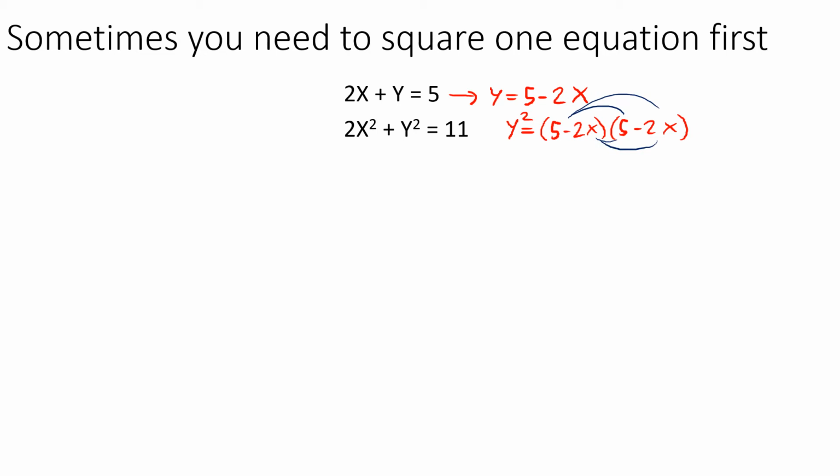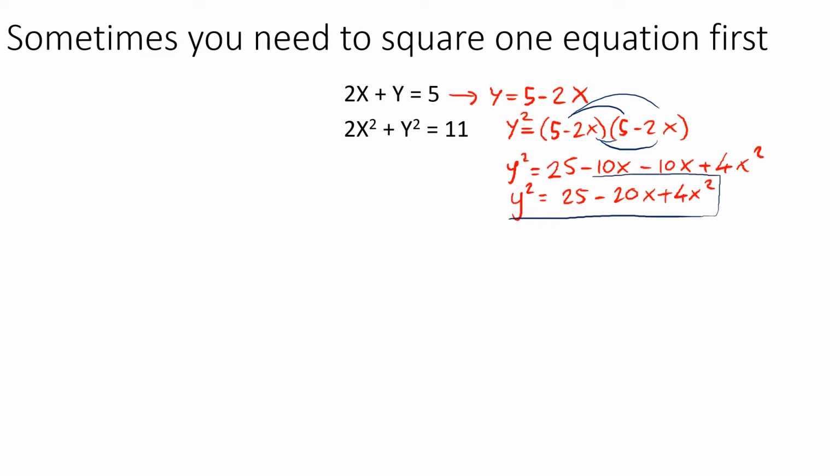So do a fairly standard claw with this. We'll end up with the fact that y squared is equal to 5 5s are 25, 5 times minus 2x, minus 2x times 5, and minus 2x times minus 2x will be positive 4x squared. And we could simplify this by bringing the center together and say we've got overall 25 minus 20x plus 4x squared. And that is what's going to go in place of the y squared over here.